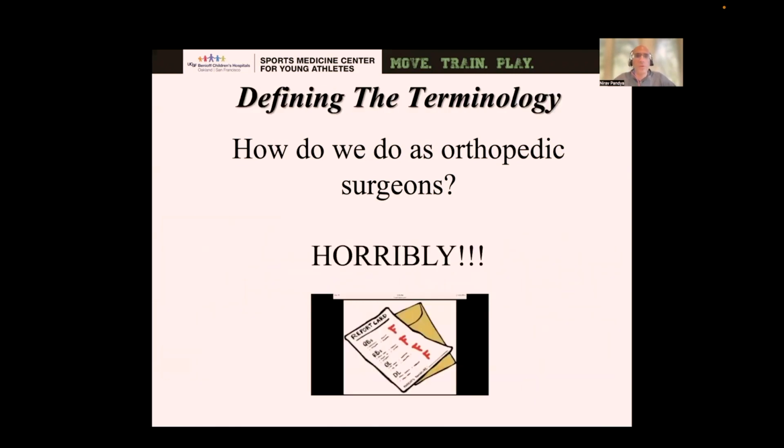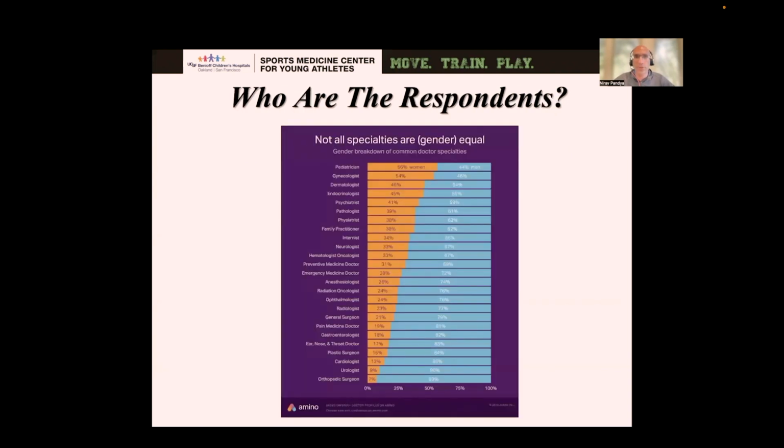So we do horribly, and this is just one study, but if you look at multiple other studies that look at orthopedic surgeons in general, even though there's more research being published right now, as a whole, they don't necessarily feel that this is an actual issue that needs to be addressed, which needs to be changed through the understanding of the literature and understanding the terminology and what is actually out there.